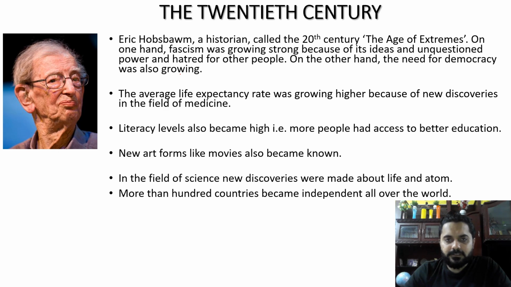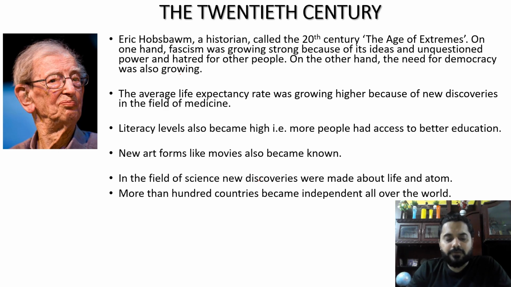So let's begin with the first topic of this chapter, that is the 20th century. As you can see in the picture here, this is a picture of the historian Eric Hobsbawm. He called the 20th century the age of extremes. There is a reason behind calling the 20th century the age of extremes. We'll try to understand that, but first let us go through what is given in the textbook so that we can elaborate on this in detail.